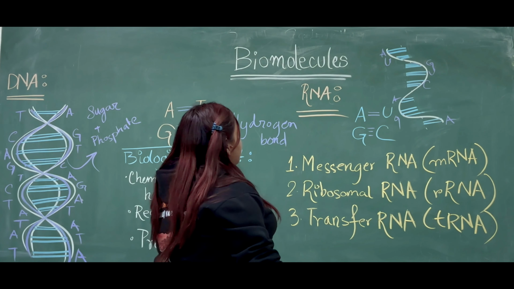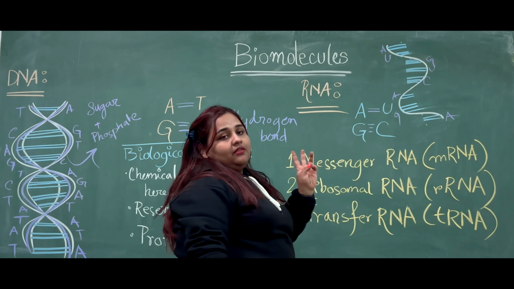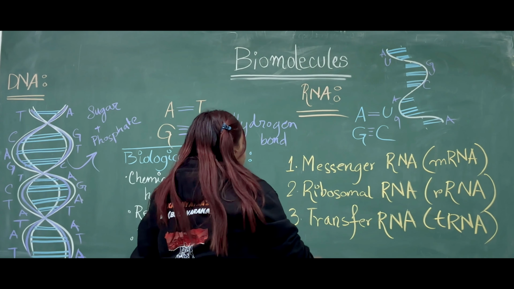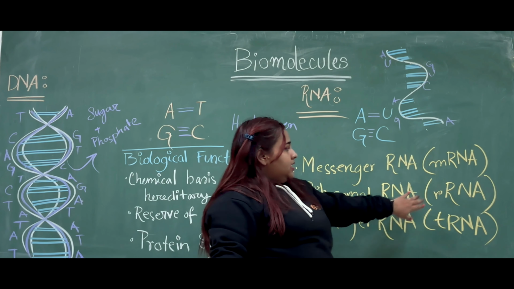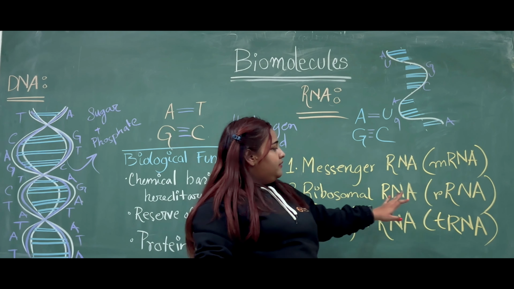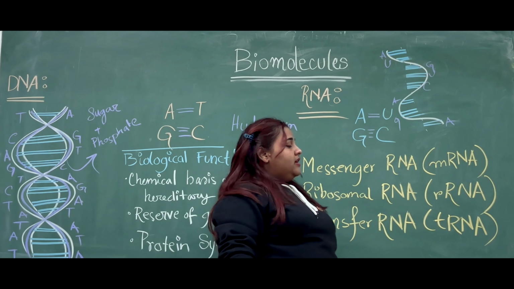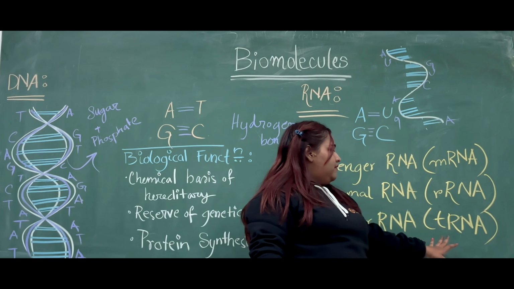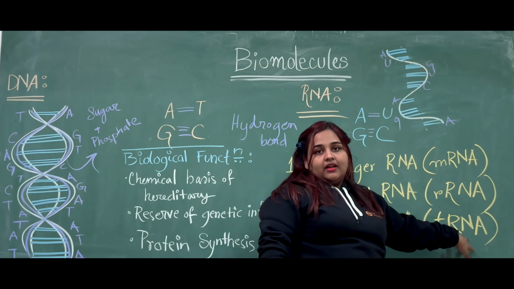Okay. Now RNA is of three types. The messenger RNA, which is also known as mRNA. The ribosomal RNA, which is known as rRNA. And the transfer RNA, which is known as tRNA.